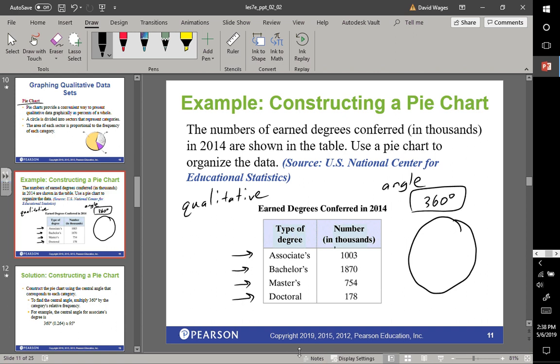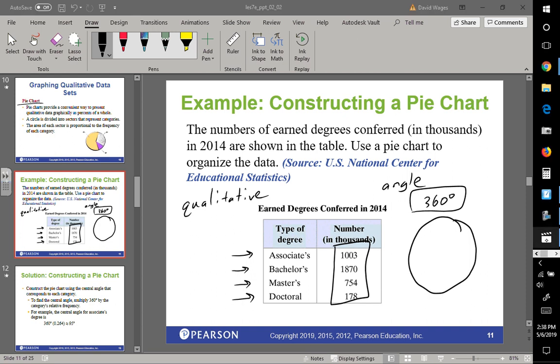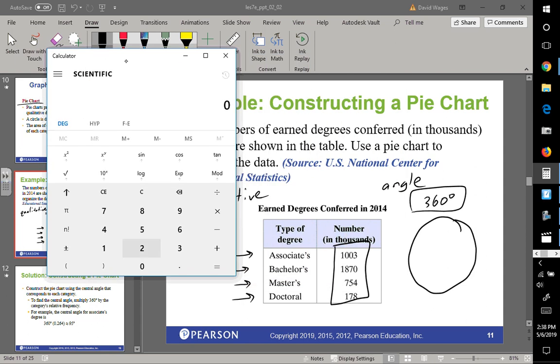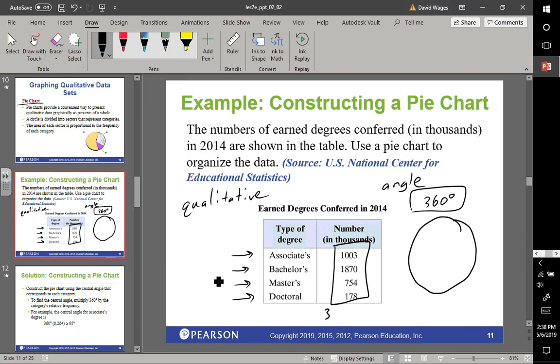We could convert this table into relative frequencies if we add those together. Pull out my calculator. If we take 1003 plus 1870 plus 754 plus 178, 3,805 people are being dealt with in this survey.